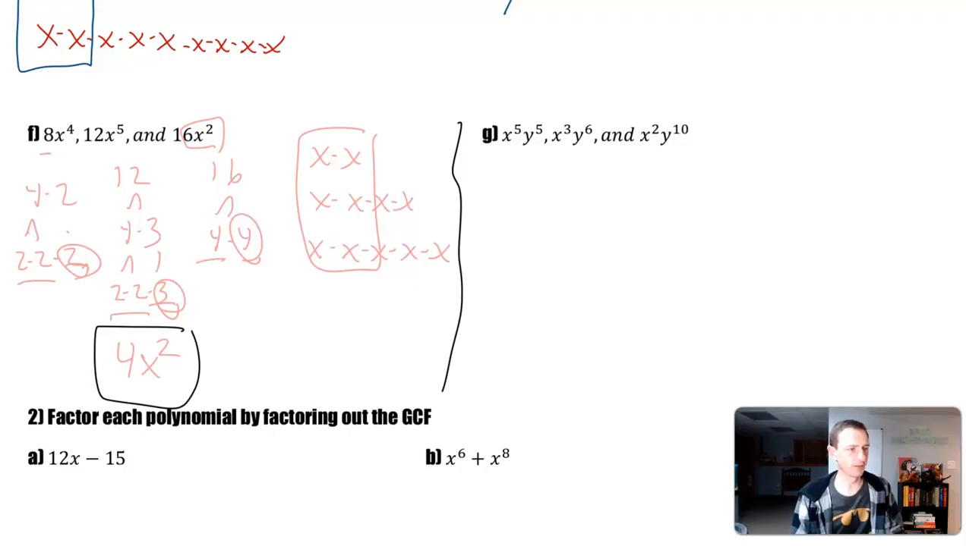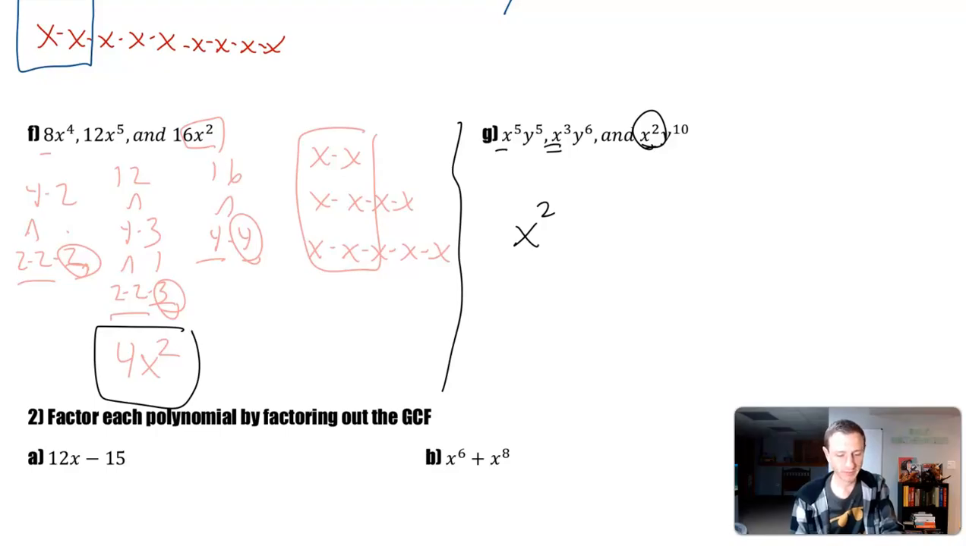Letter G, x to the 5th, y to the 5th, x to the 3rd, y to the 6th, x to the 2nd, y to the 10th. We have to look at all of the variables in each pair. This is x to the 5th, so let's go through all of the x's: x to the 5th, x to the 3rd, x to the 2nd. How many do they all have in common? They all have x squared at least, because this one has the x squared.